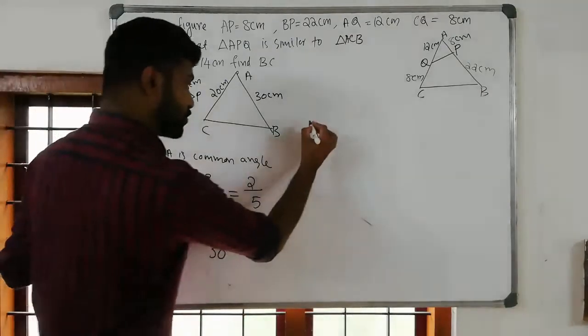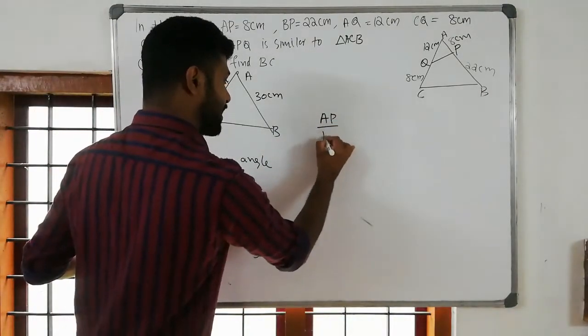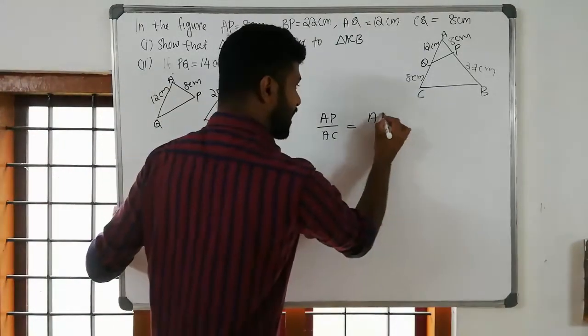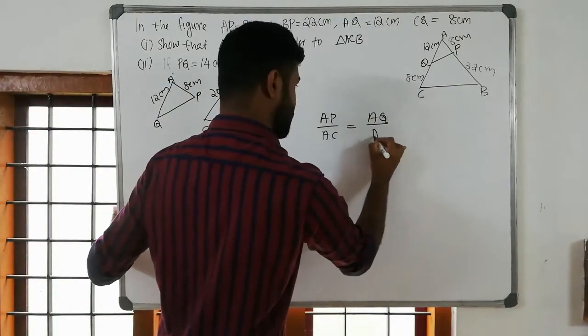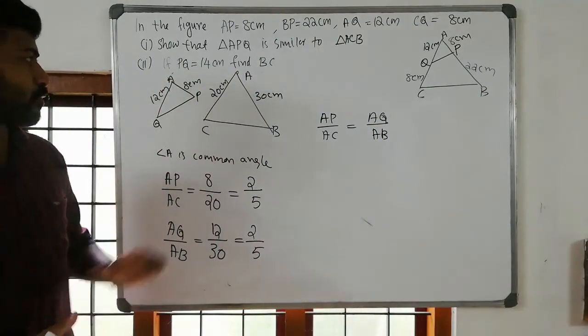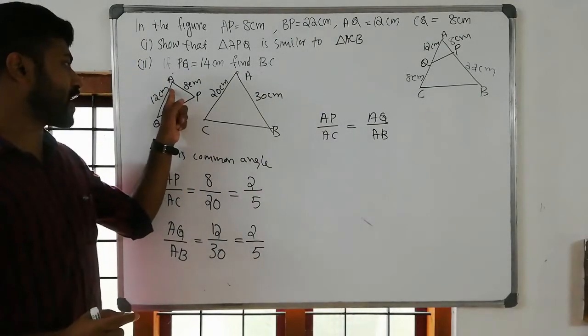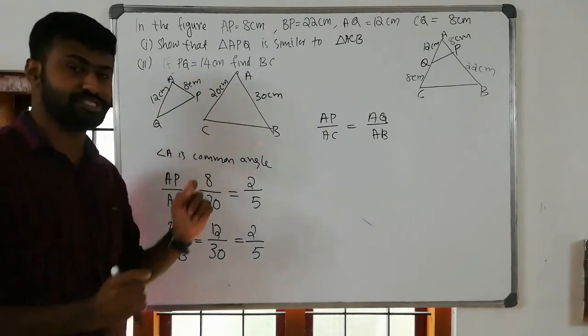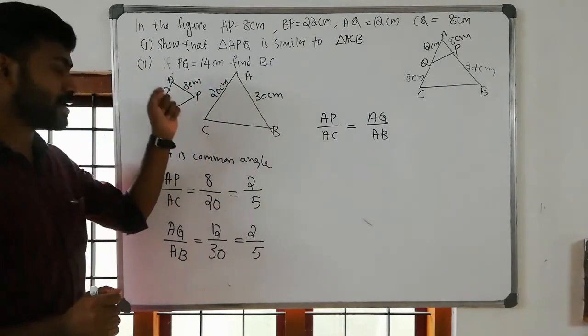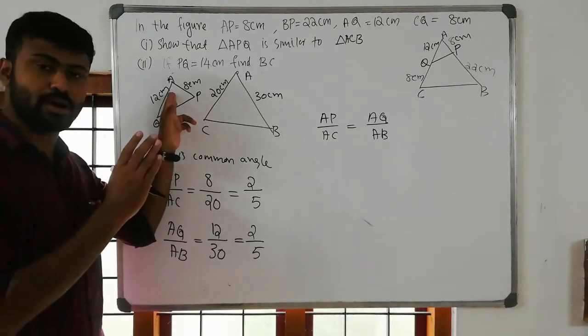Therefore, the ratio between AP and AC is equal to the ratio between AQ and AB. So here we get one angle of triangle APQ and triangle ACB are equal, and the sides including the equal angles.